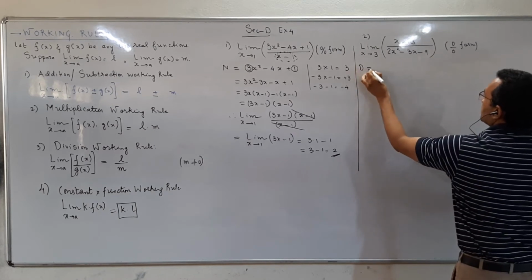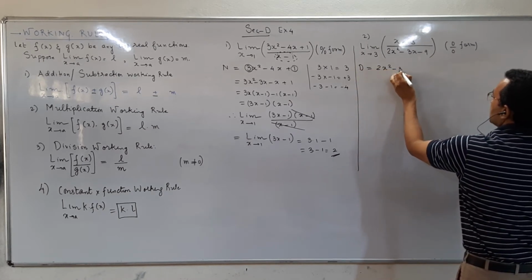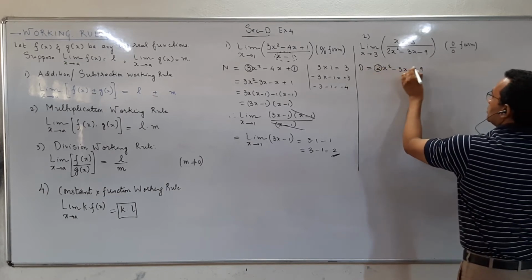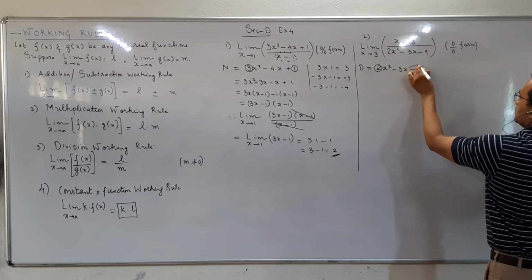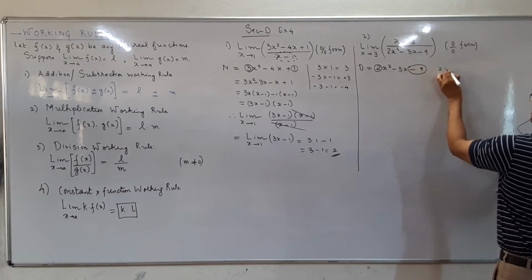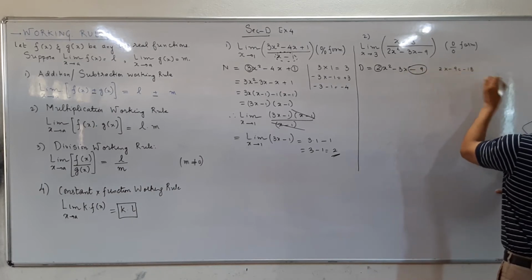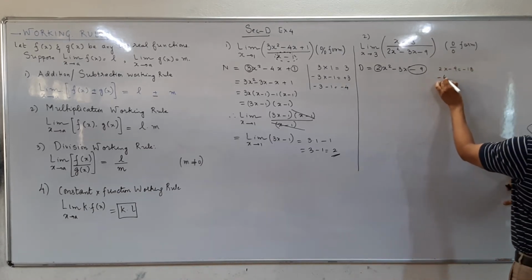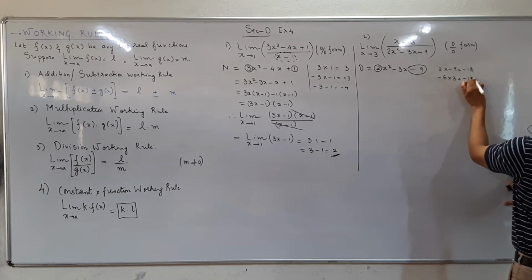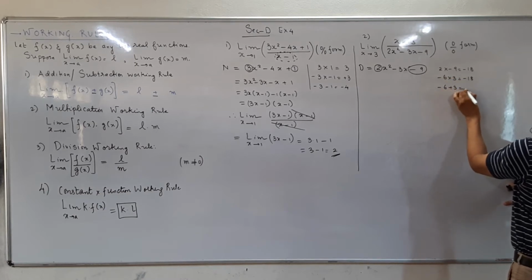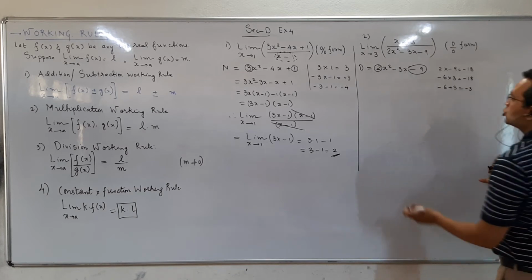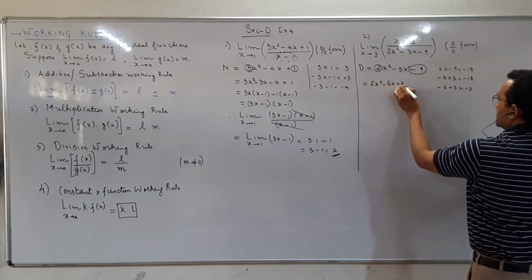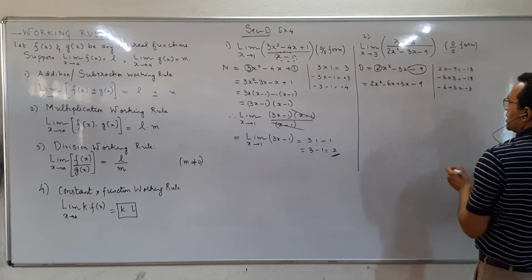So denominator D is equal to 2x square minus 3x minus 9. Now 2 into minus 9 will be minus 18. So factorize minus 18 to get minus 6 into 3, which is also minus 18, and minus 6 plus 3 will be minus 3. So this is written as 2x square minus 6x plus 3x minus 9.